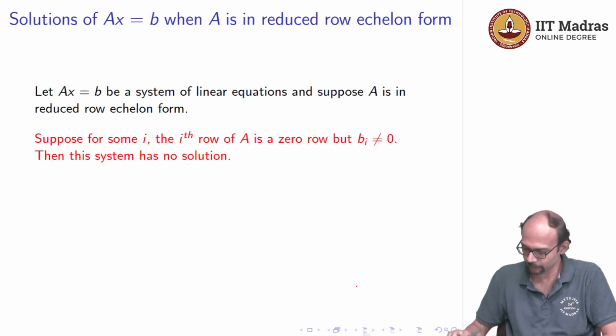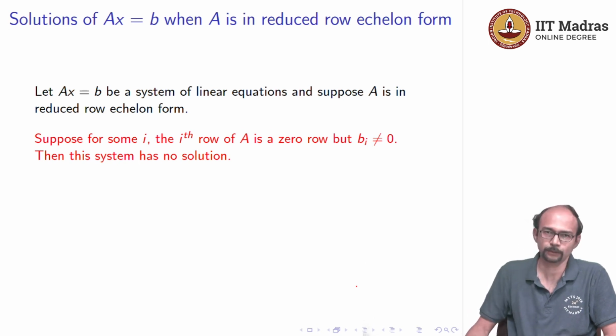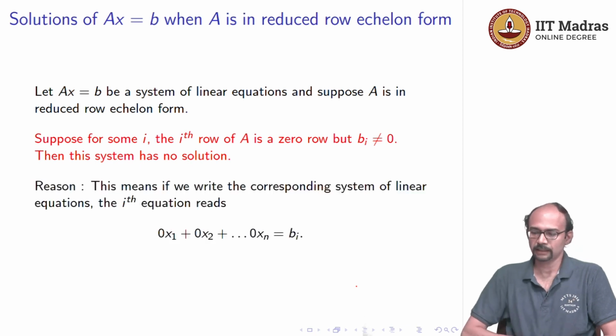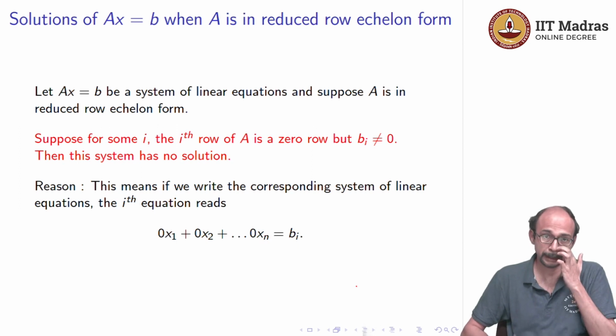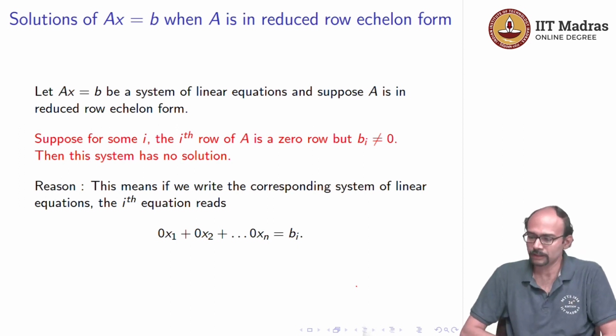You can think of why for a second, and if you still can't see why, then here is the reason. We can write down the corresponding system of equations, right, and if you write down the system of equations, what will the ith equation look like? The ith equation will look like 0 times x1 plus 0 times x2 plus 0 times xn, because the entire ith row of A is 0. So the coefficients there are 0, but on the right hand side you have bi. So, we want that 0 times x1 plus 0 times x2 plus 0 times xn is bi.